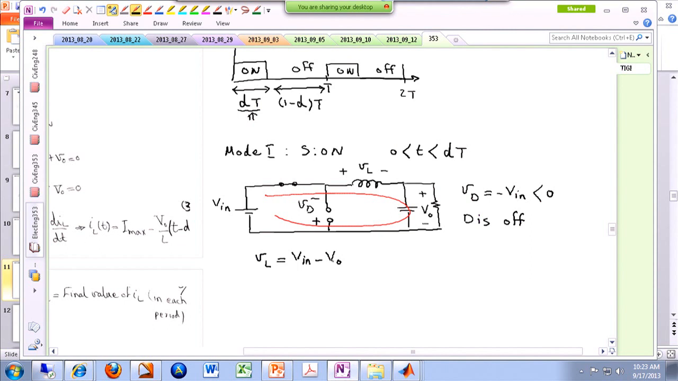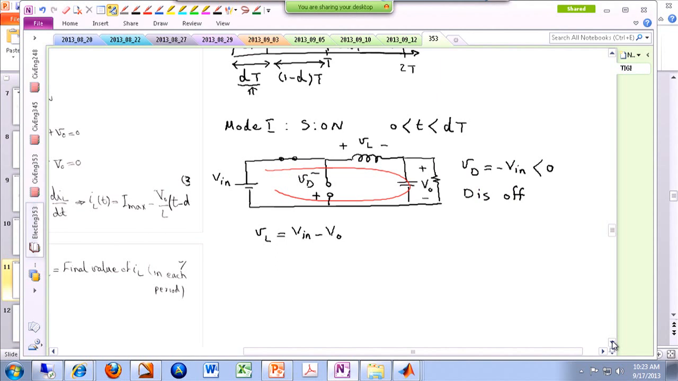Why do we care about VL? Because if you're analyzing the system under steady state conditions, that means on average, the voltage of the inductor should be 0, and that basically gives us the voltage transfer ratio. So this was mode 1. Let's talk about mode 2 now. Or maybe here I should also talk about what happens to the current of the inductor. Maybe it's a good time to do that.